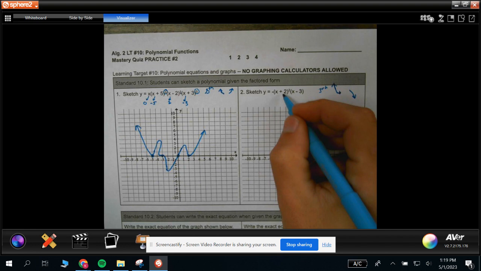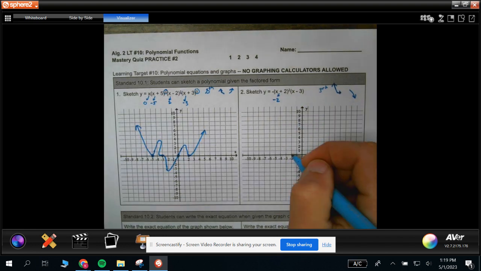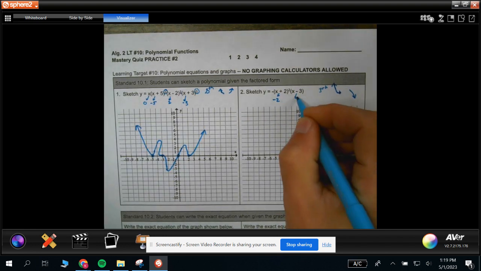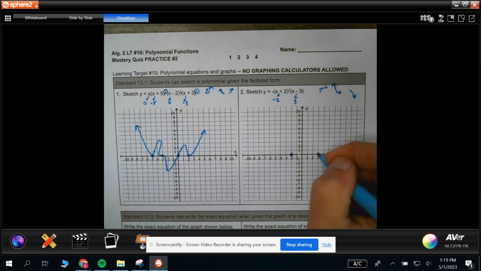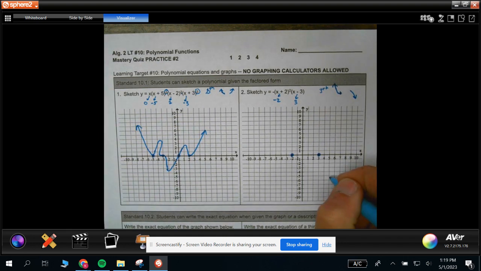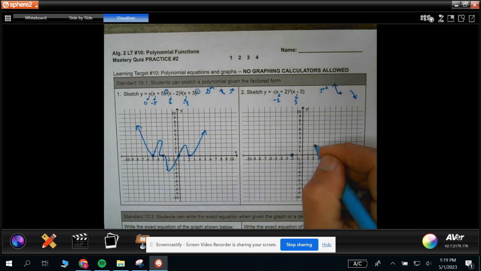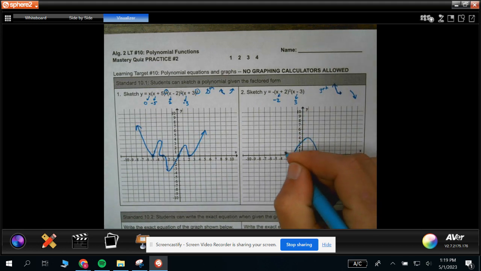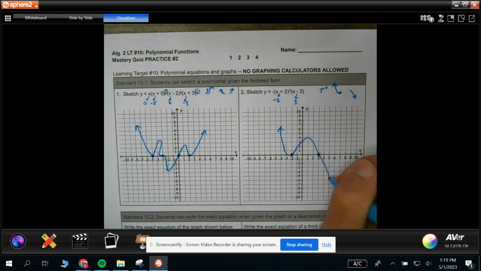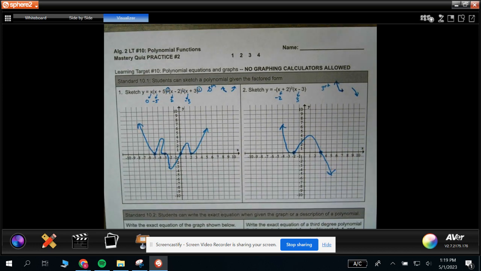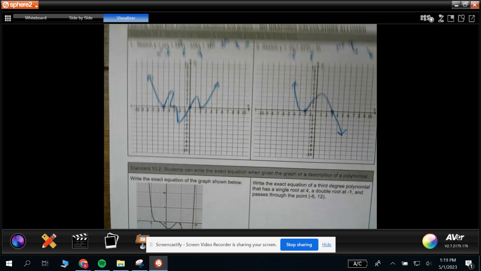Where are my roots? X plus 2 means we have a root at -2. And x minus 3 means I have a root at 3. So if I know it's going to finish going down, I can start like this. 3 is a single root, so it's going to go through it. And -2, it's going to bounce off because it's a double root. So it should look something like that. All right, that is standard 10.1. Let's move on to 10.2.